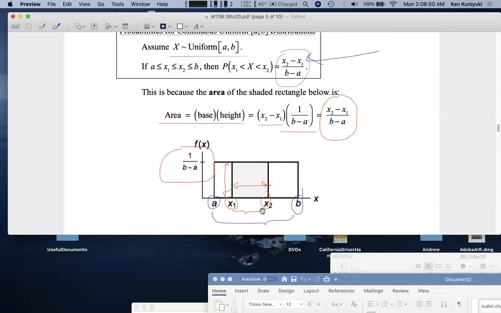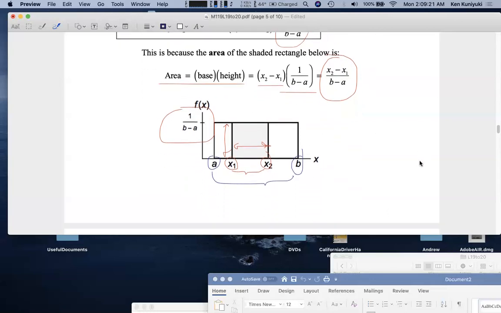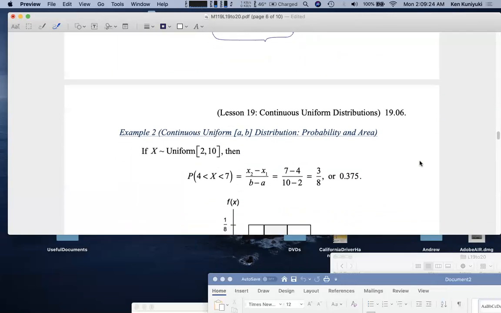So again, a simpler way of looking at this is that the probability that a uniform A B random variable lies between x1 and x2 is equal to the ratio of this smaller width to this larger width. It's a proportion. So if this width is half of the total width, the probability is 1/2. If it's a third, the probability is a third, and so forth. Now, in our next example, we're going to actively apply this formula. On a test, this formula will be given.